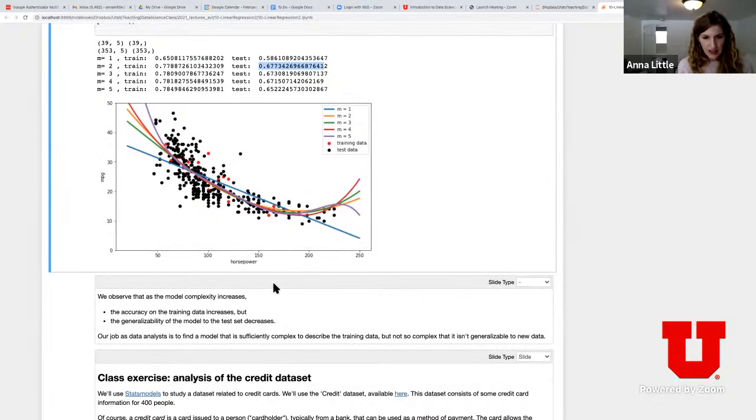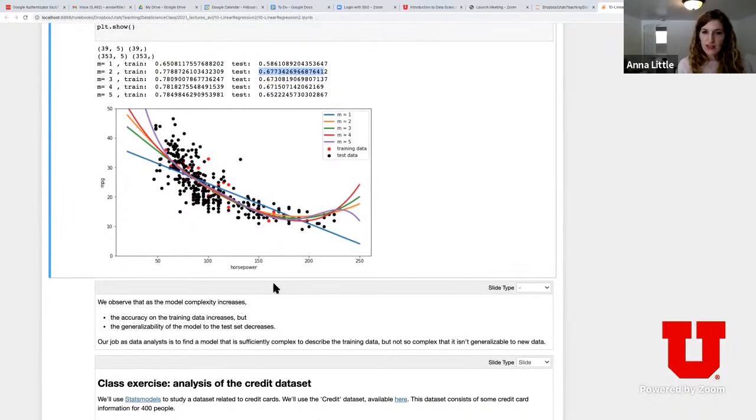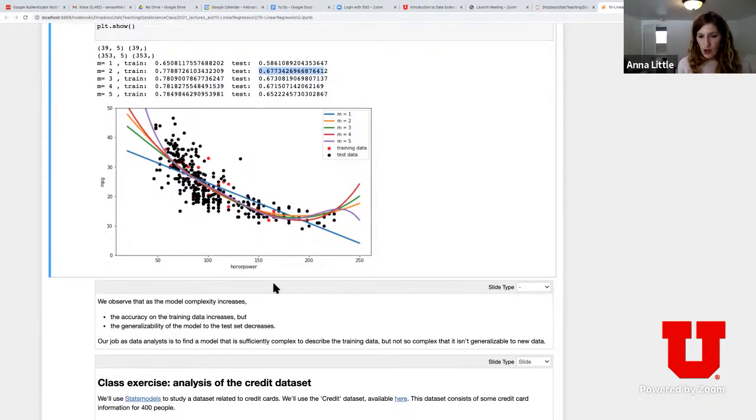So we want to find a model sufficiently complex to describe the training data, but not so complex that it isn't generalizable to new data, and cross-validation is a great way to do that.